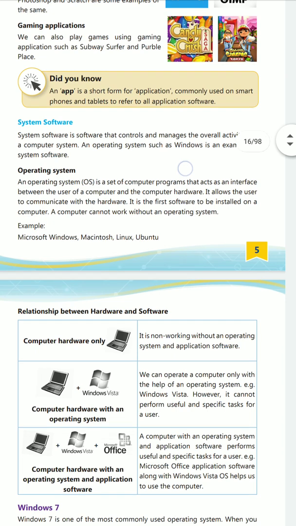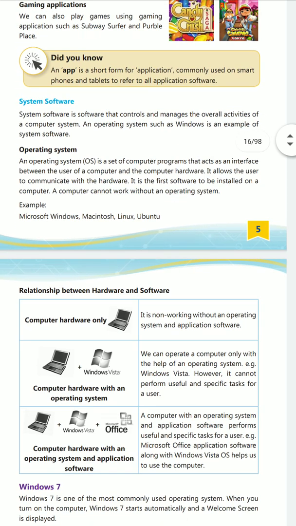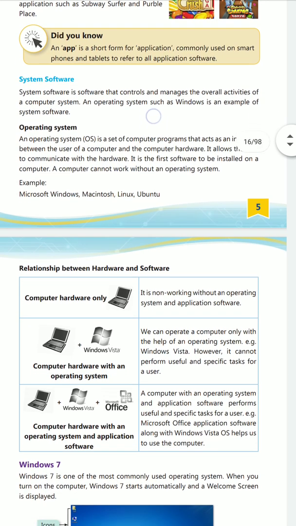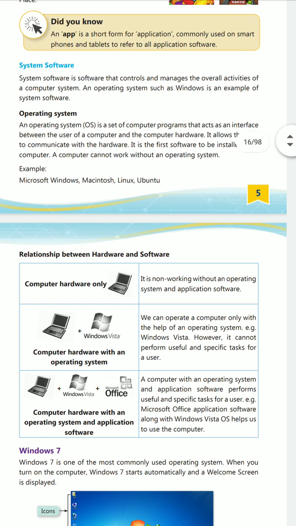Now here, system software. What is system software? It is the software that controls and manages the overall activities of a computer system. An operating system such as Windows is an example of system software.